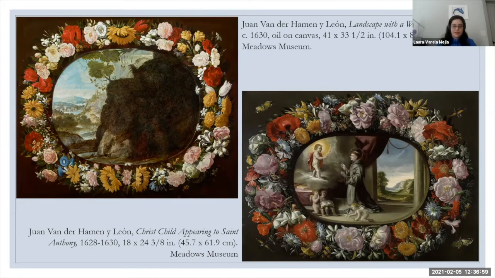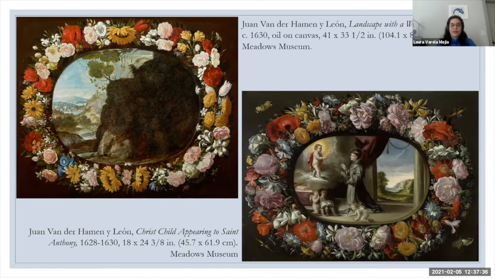But I do want to make a brief aside that Van der Hamen also deviates from the formula even further by depicting a landscape inside a wreath, a flower wreath, on at least two occasions that I'm aware of. And the one on the right is particularly interesting because not only does it have this religious image on the left side of the central scene, but we also get this glimpse at a landscape in the background. So there's three different genres taking place at the same time, which is pretty uncommon. I'm not particularly familiar with other paintings that do this exact thing.